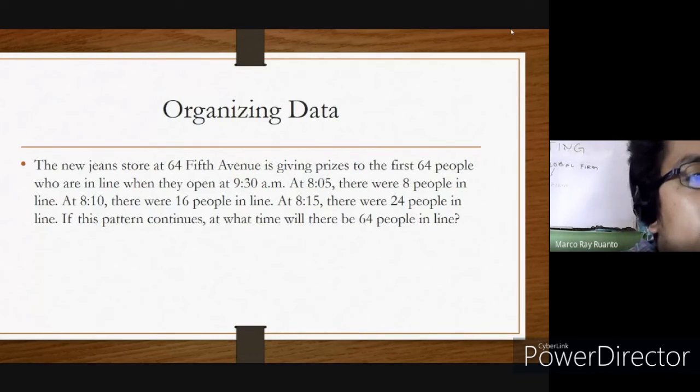the new jean store at 64 Fifth Avenue is giving prizes to the first 64 people who are in line when they open at 9:30 a.m. At 8:05 there were 8, at 8:10 there were 16, 8:15 24, and so on. At what time will there be 64 people in line? For this case, I just use a table to organize the data for the said pattern.